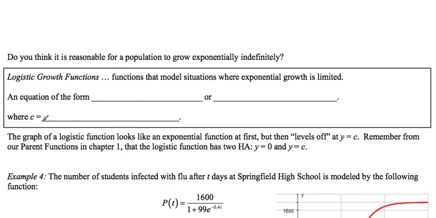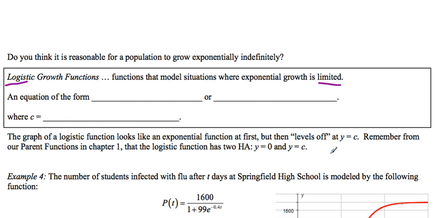Okay, so let's look at another type of function, our logistic growth functions. Logistic growth functions take an exponential function and put an upper limit on it. So whereas a normal exponential function only has a lower bound, a logistic growth function is bounded both above and below.